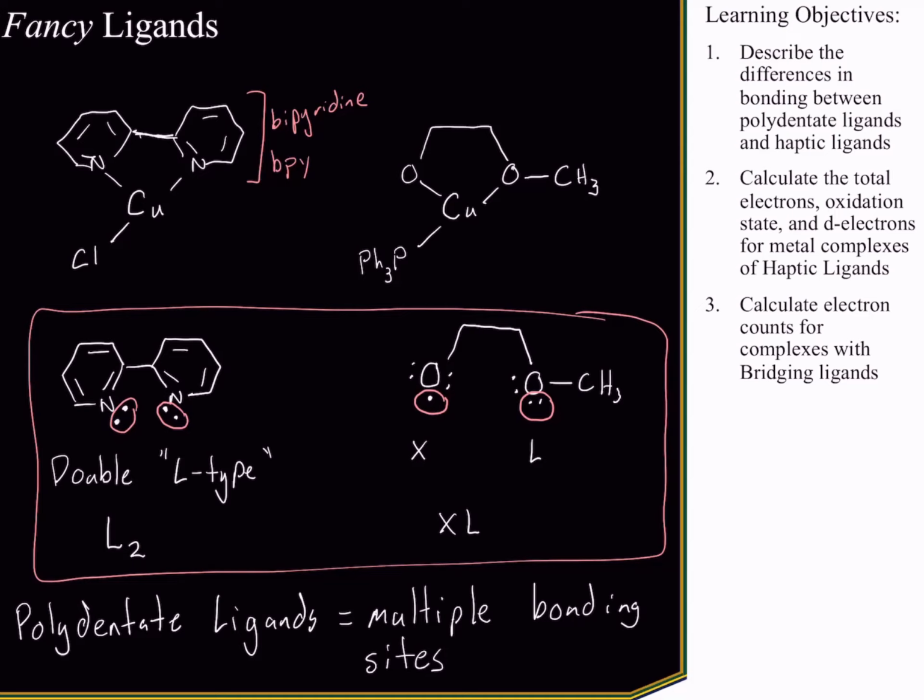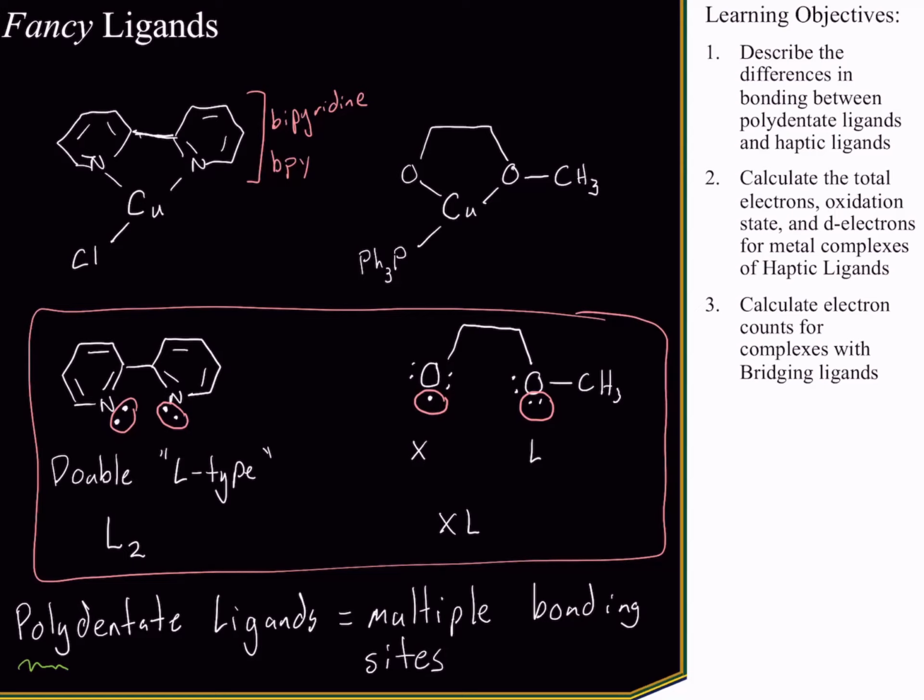Again, this word poly just means many. Dentate, you might think dentures when you think dentate, and that actually kind of makes sense here because you could think of these ligands as biting onto our metal center. So polydentate means many binding sites, or many sites to grab onto our metal center. Bidentate means 2. Tridentate, there are ligands that have 3. There's tetradentate, pentadentate. There are all sorts of these different polydentate style ligands.